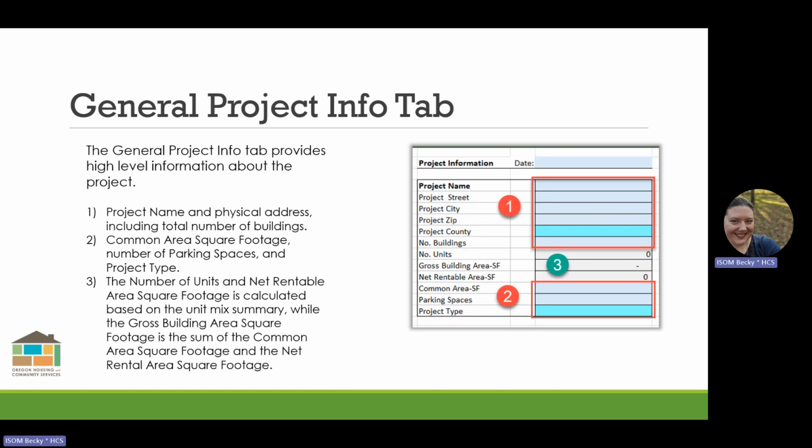The General Project tab provides basic high-level information about the project, like the name and physical address. It asks for the number of buildings, the common area square footage, the number of parking spaces, and the type of project. The total number of units, net rental area, and gross building area is calculated based on the unit mix summary.